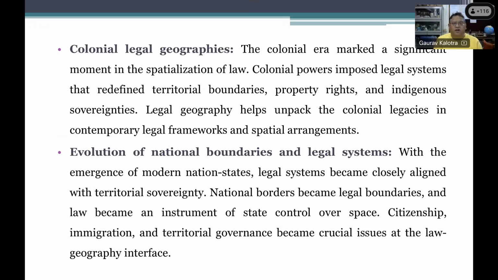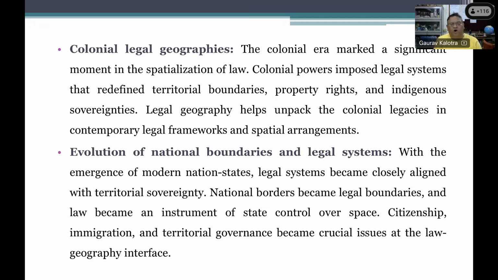Then colonial legal geographies. The colonial era marked a significant moment in the spatialization of law. Colonial powers imposed legal systems that redefined territorial boundaries, property rights, and indigenous sovereignties. Legal geography helps unpack the colonial legacies in contemporary legal frameworks and spatial arrangements. Evolution of national boundaries and legal systems.